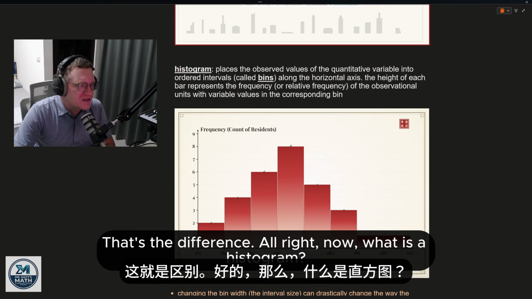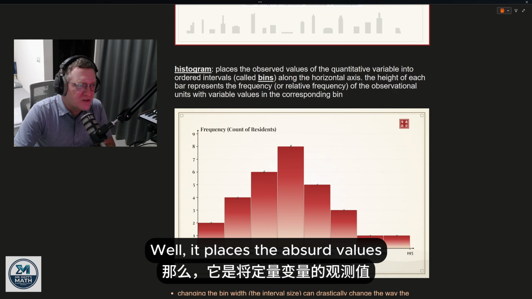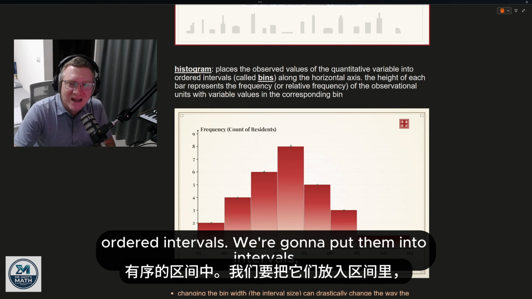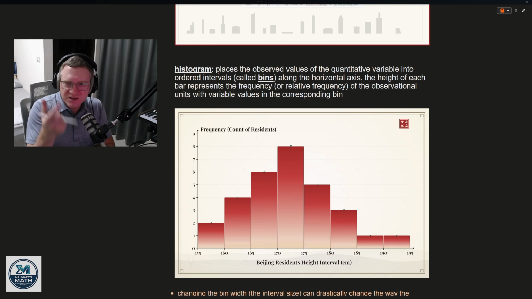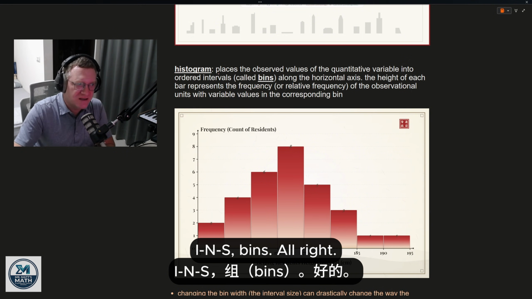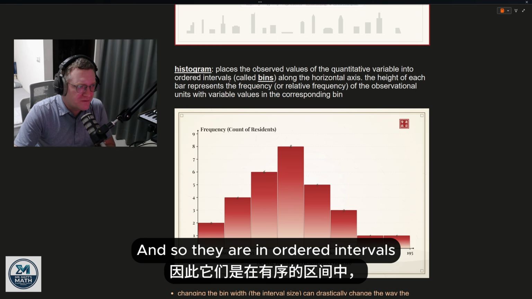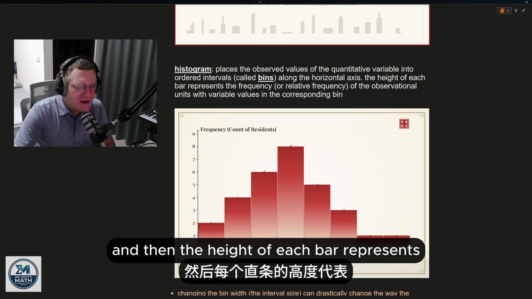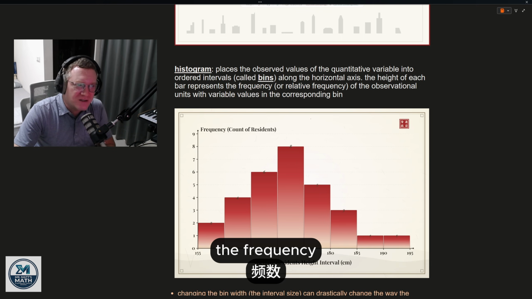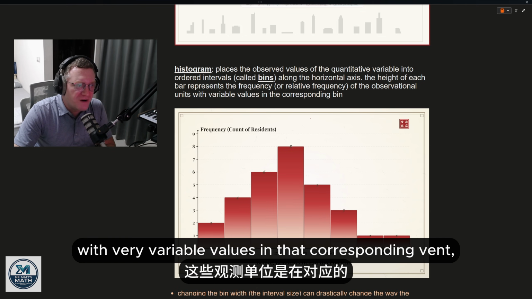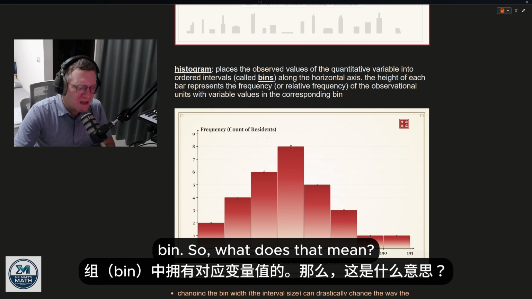All right, now what is a histogram? Well, it places the observed values of the quantitative variable into ordered intervals. We're going to put them into intervals. These intervals, we call them bins, B-I-N-S, bins. All right, and so they are in ordered intervals called bins along the horizontal axis, and then the height of each bar represents the frequency, or the relative frequency, of the observational units with variable values in that corresponding bin. So what does that mean?